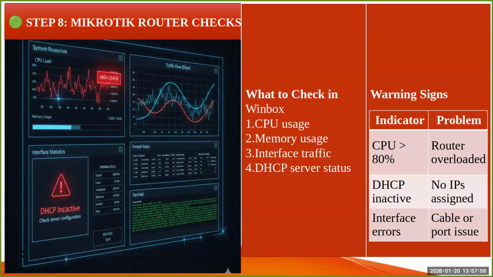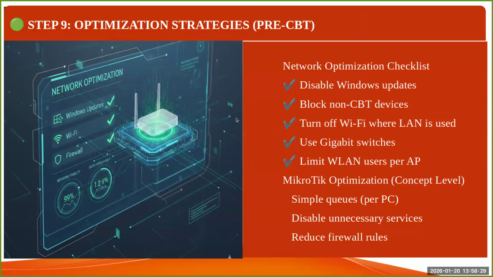Now, if DHCP is inactive, check your DHCP. Is it showing inactive? That means no IP is being assigned. If the interface is showing error, it means it is either a cable problem or the port is having an issue. Nobody will also be able to receive IP. So when you check this, I'm telling you, you will know and you will discover that you'll be able to write your exam without issue.